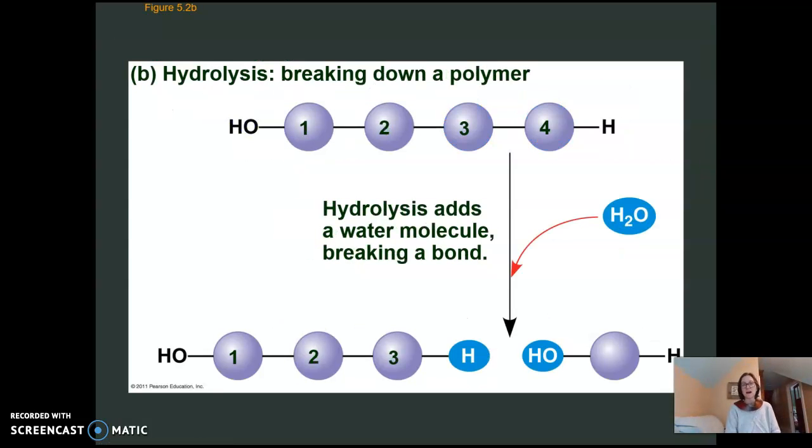Hydrolysis is the opposite. Here we've got that same polymer configuration. We could add water, it gets in between the two, and it splits it apart. So this is how a lot of molecules are made and broken apart in biology.